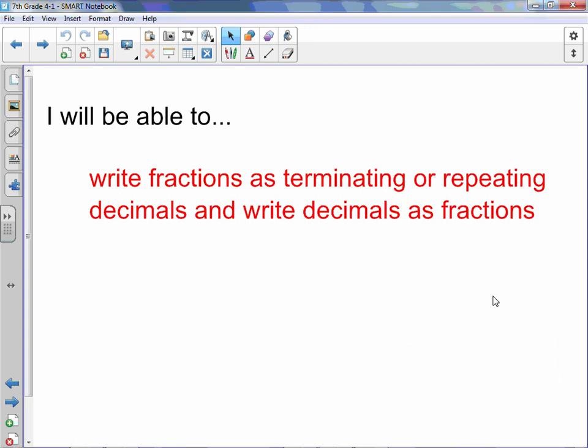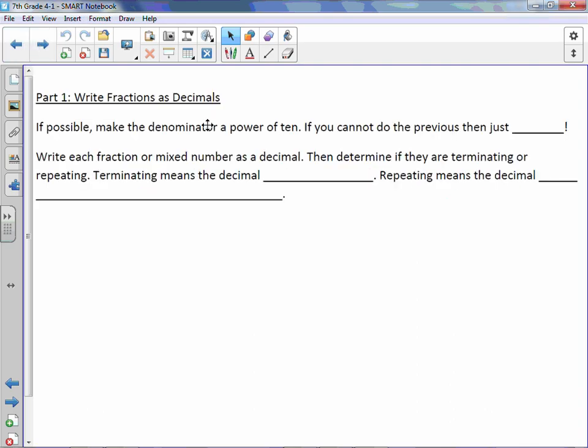Chapter 4, Lesson 1, Terminating and Repeating Decimals. You will be able to write fractions as terminating or repeating decimals, and write decimals as fractions. If possible, make the denominator a power of 10. If you cannot do that, then just divide.